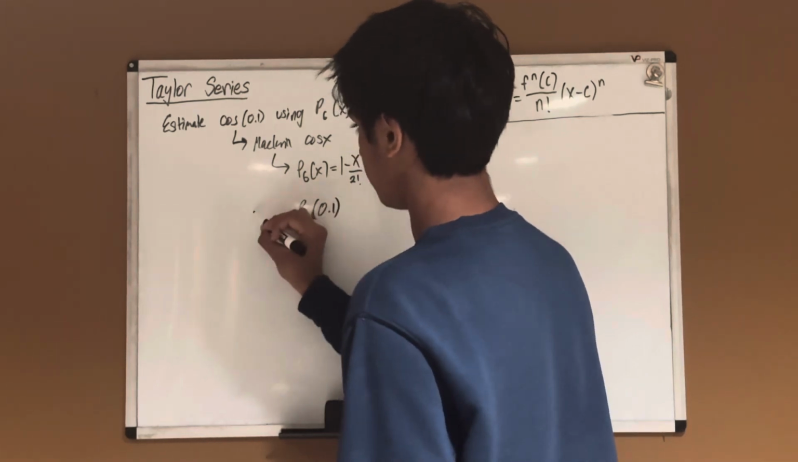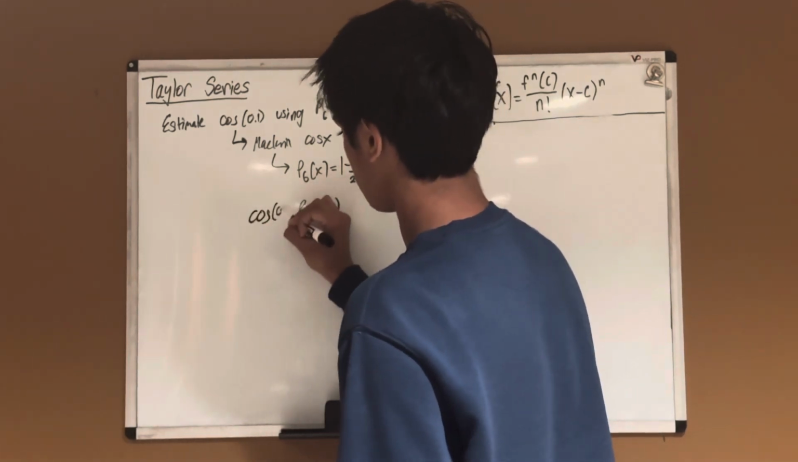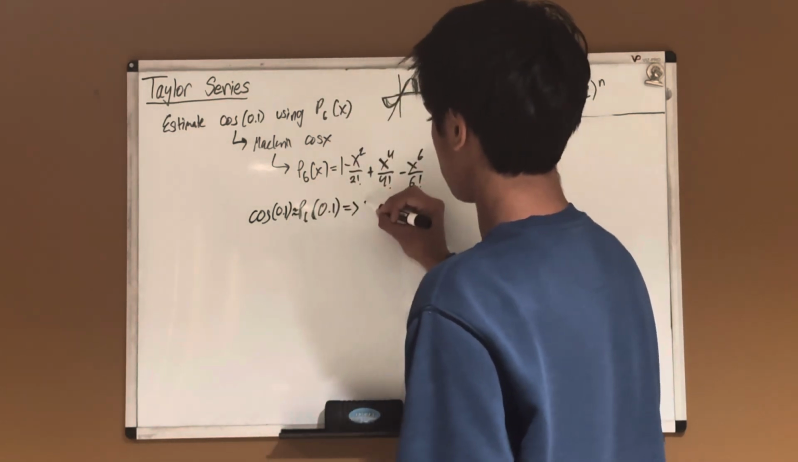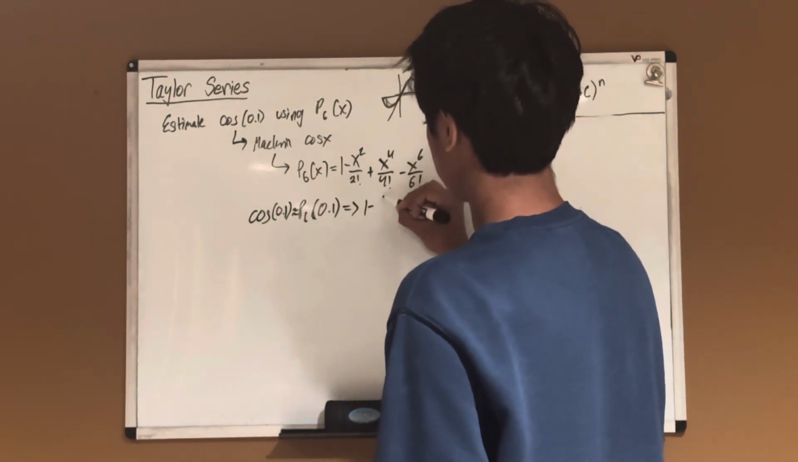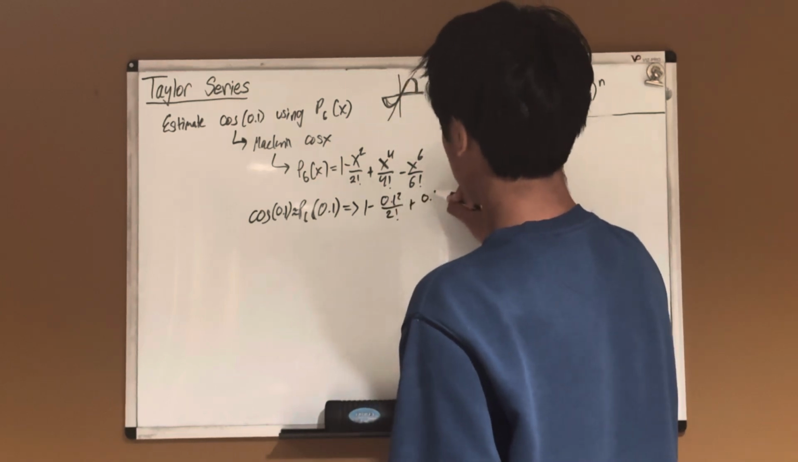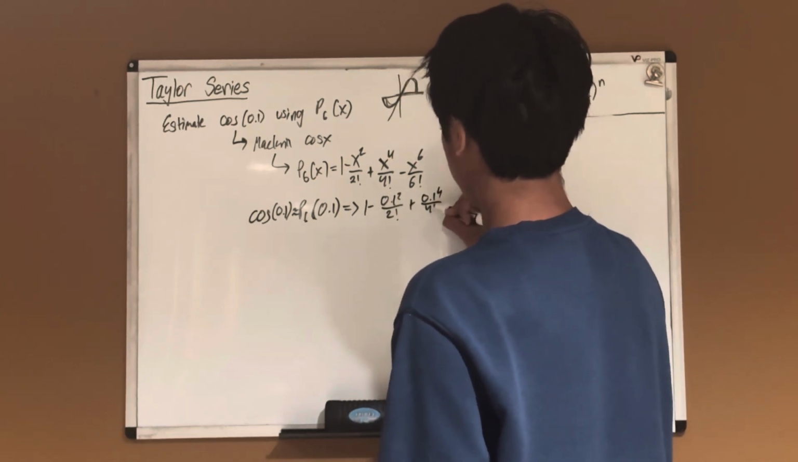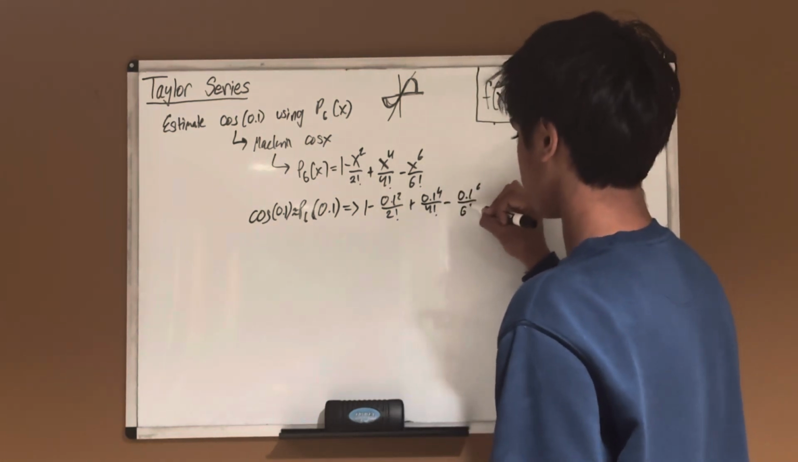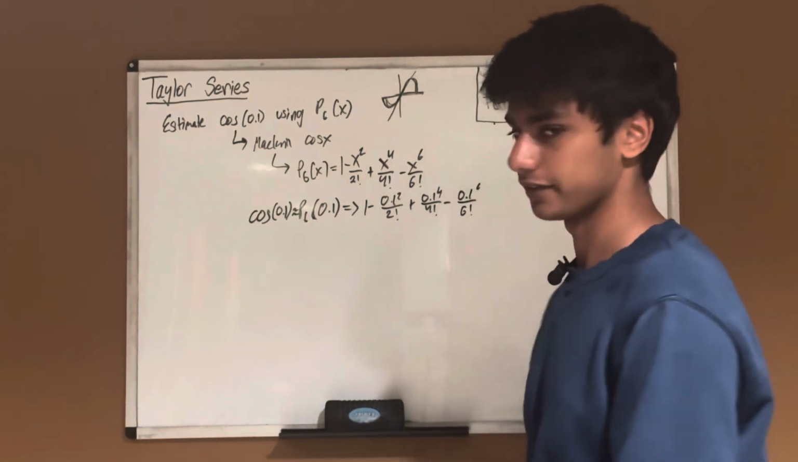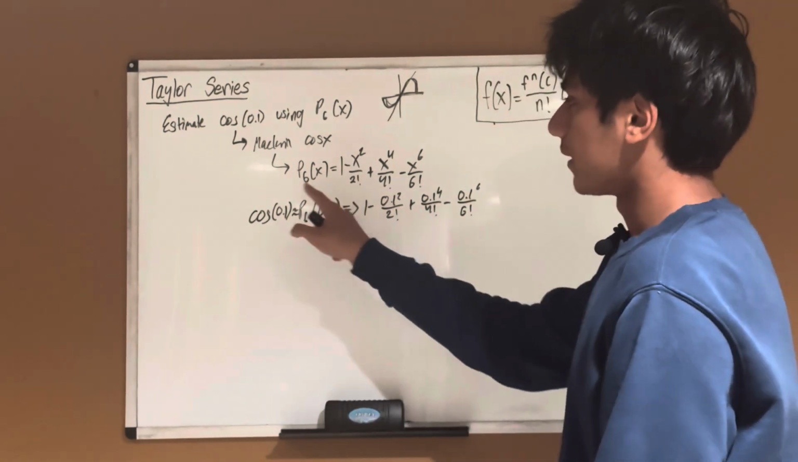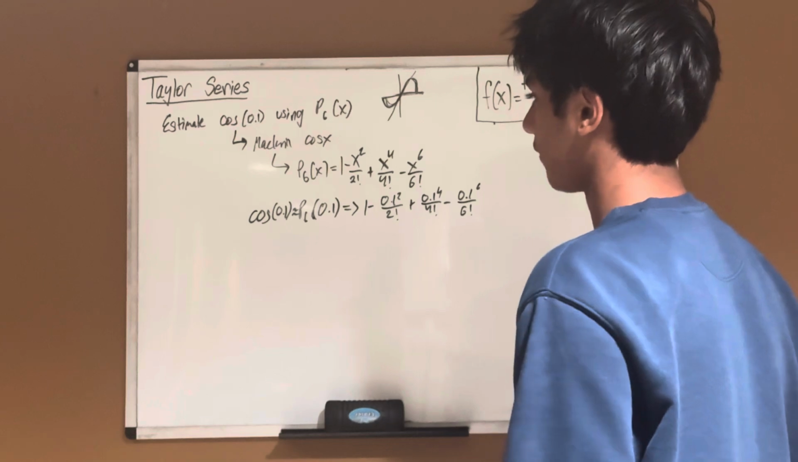and we say that it's approximating cosine of 0.1, like so, and that equals 1 minus 0.1 squared over 2 factorial plus 0.1 to the fourth power over 4 factorial minus 0.1 to the sixth power over 6 factorial. And that's our final answer. So again, the process is we find the Maclaurin series and then we just plug in the value to estimate it.